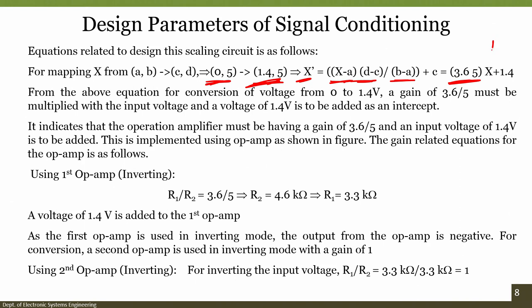So, this should be 3.6 by 5 times X plus 1.4. If X is 0, then we will have an output of 1.4 volts, right. If X is 1, then we have an output close to 5 volts, right. So, for the equation of conversion from 0 to 1.4, the factor 3.6 by 5 must be multiplied with the input voltage and a voltage of 1.4 added as the intercept. This indicates that the operational amplifier must have a gain of 3.6 by 5, it is very easy to understand, and an input voltage of 1.4 volts is to be added.